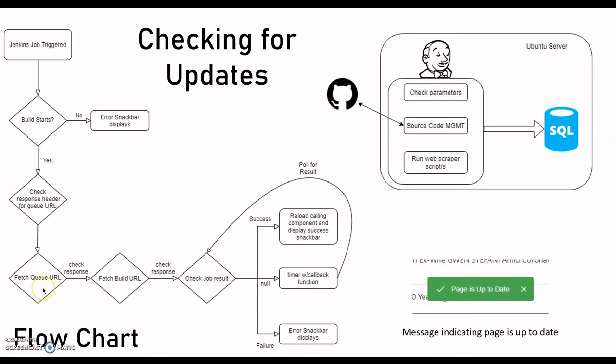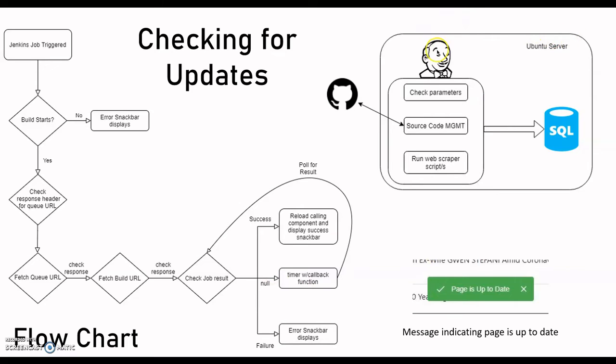Once we get the queue URL, we do a fetch, which is just a React GET request. Fetch the queue URL, check the response to get a build URL. From the build URL, we can then get a job result. The job result will be one of three values: null, success, or failure. While it's null, we just poll the job result again using a setTimeout callback function until the job is success or failure. While the job is null, it's because the Jenkins job is still building.